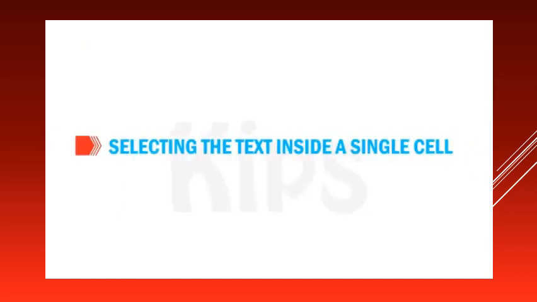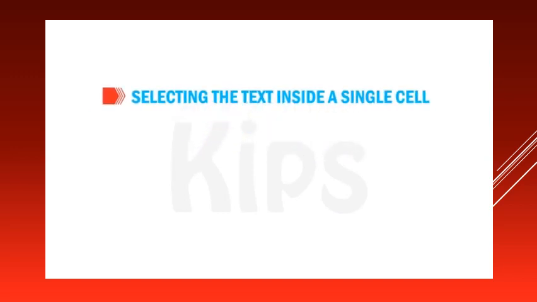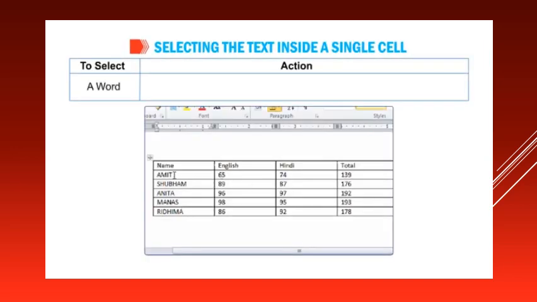Students, let us learn how to select the text inside a single cell. To select a word, double-click on the word. To select a sentence, hold down the control key and click anywhere in the sentence.